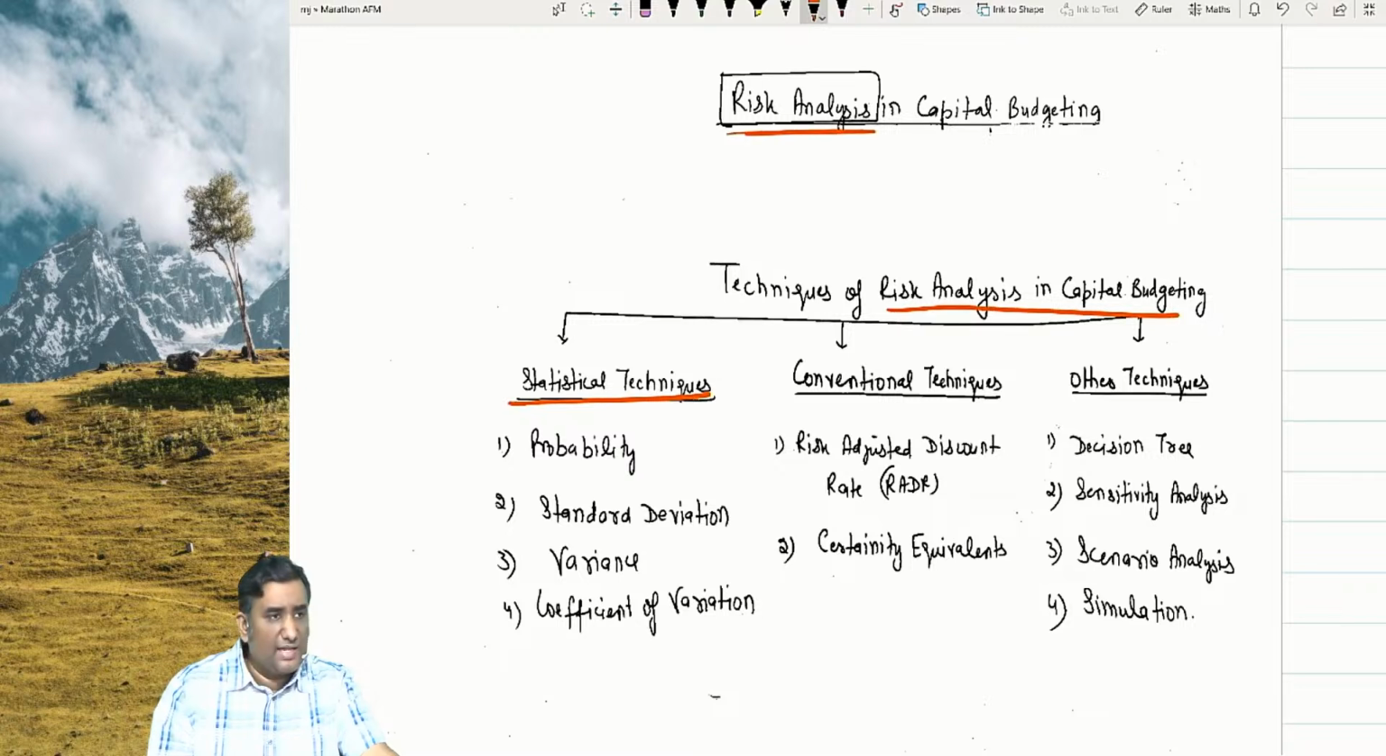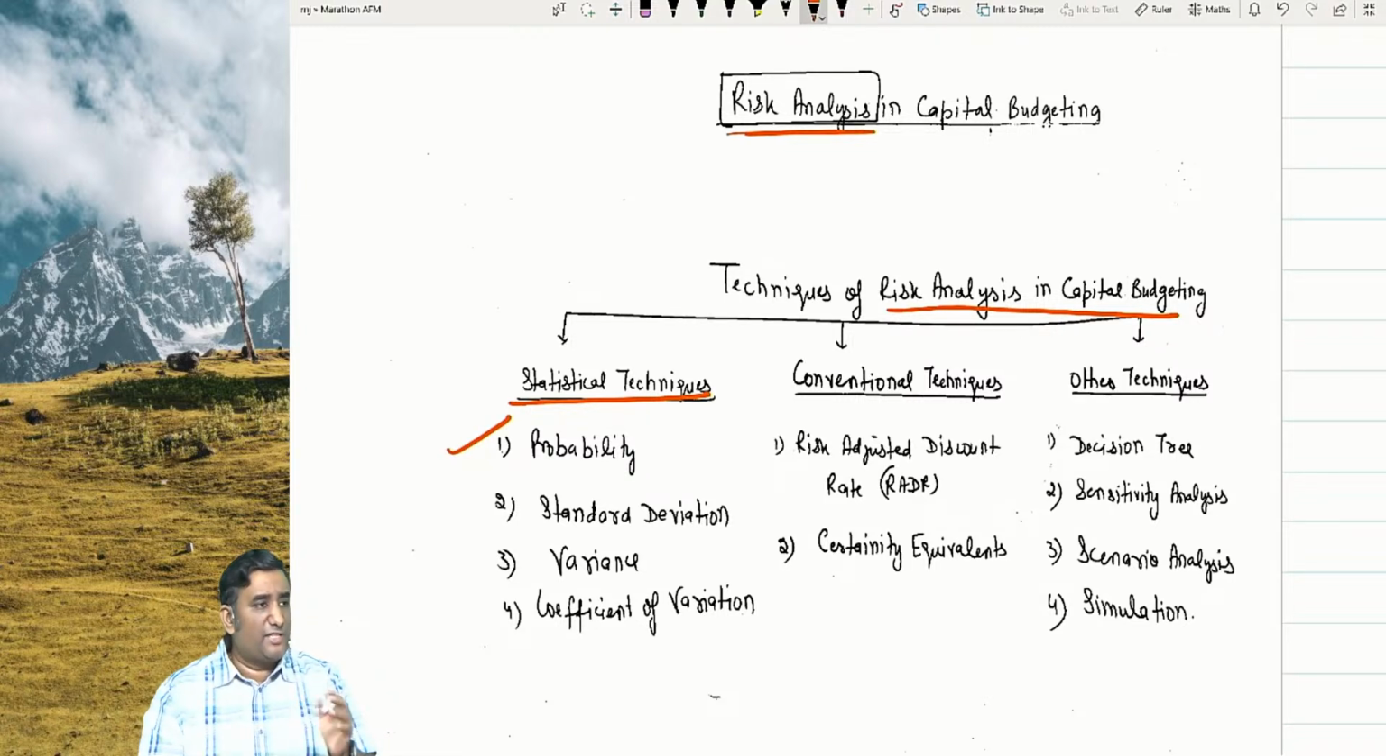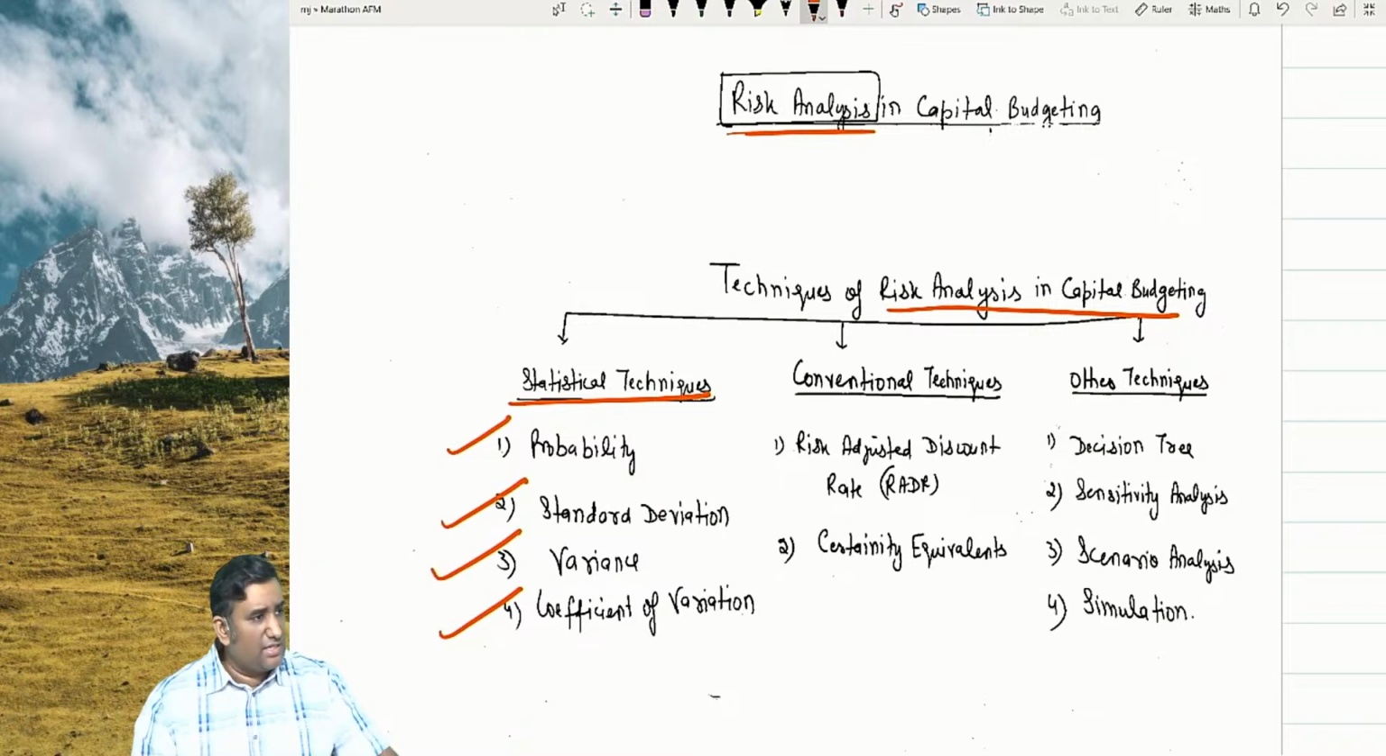Some statistical techniques are also part of risk analysis. Why do we call it that? Does capital budgeting involve risk? Yes, and because capital budgeting involves risk, we have to capture it. Probability is basically a probable outcome, which is a risk involved. Standard deviation, variance, COV, we have already seen.